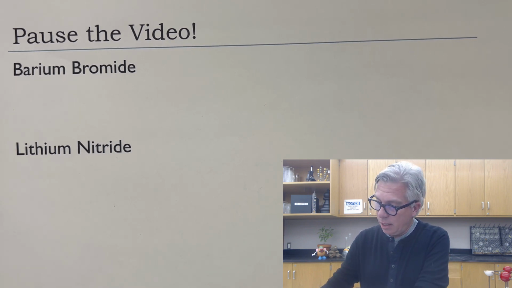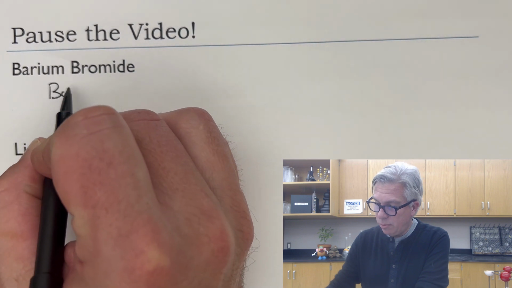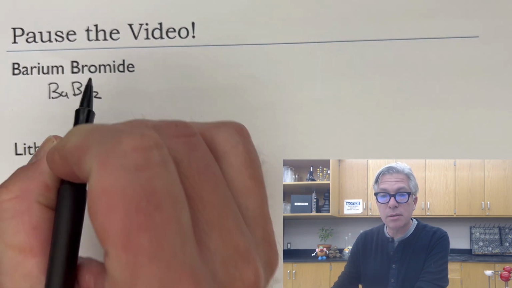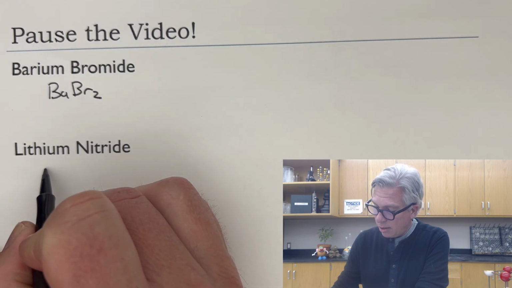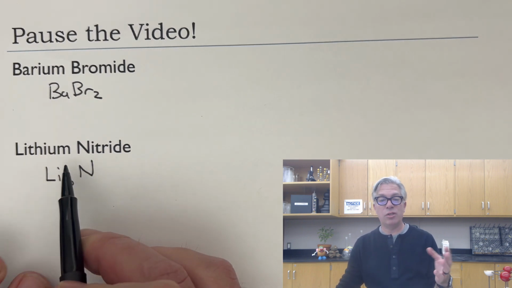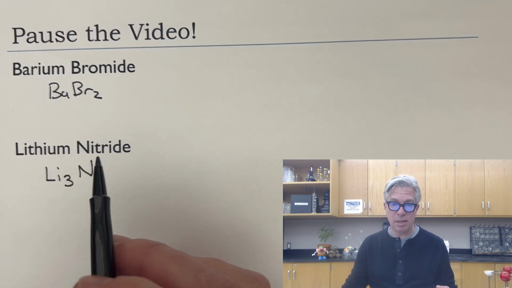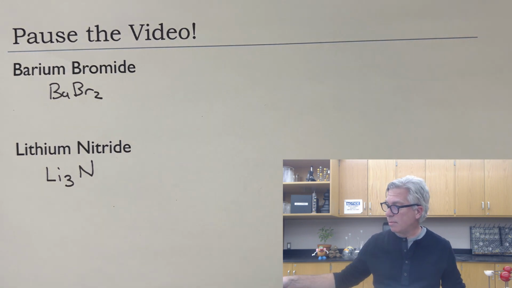All right, and if you came up with BaBr2, because barium's +2 and that's -1, congratulations. And if you came up with Li3N, because lithium is +1, nitrogen is -3, and that would be its chemical formula. So hopefully we're getting a good start on writing ionic compound formulas.